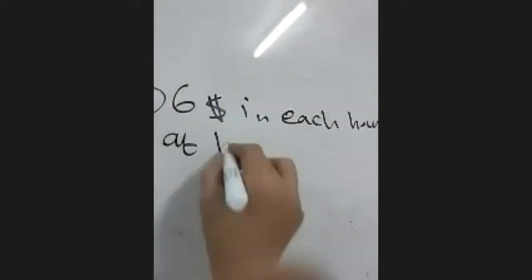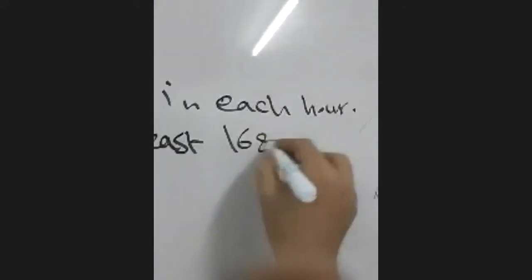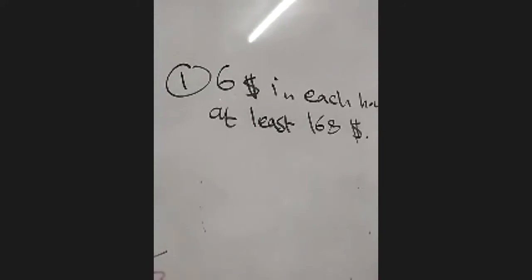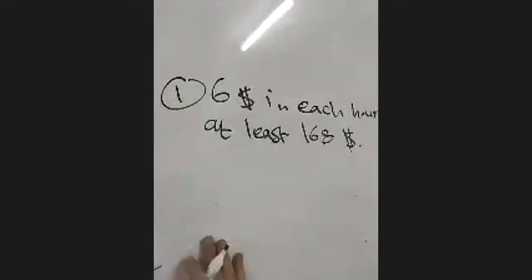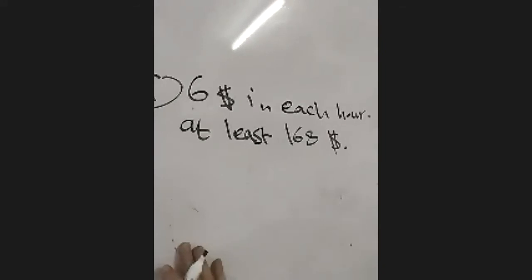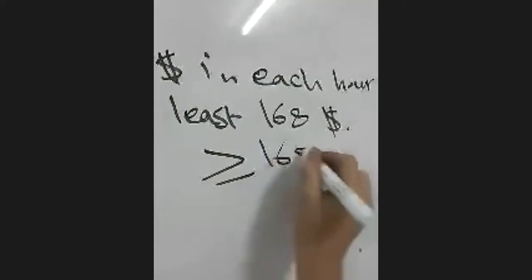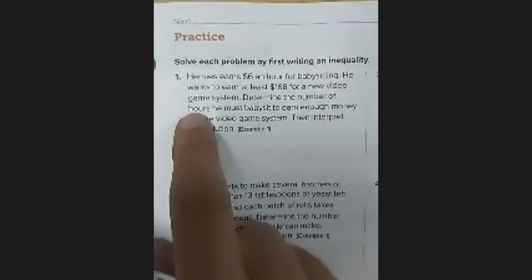Continue. He wants to earn at least $168. At least $168, right? At least means what? Greater than or equal. Greater than or equal, right? But continue. What does the question want? Determine the number of hours he must babysit.